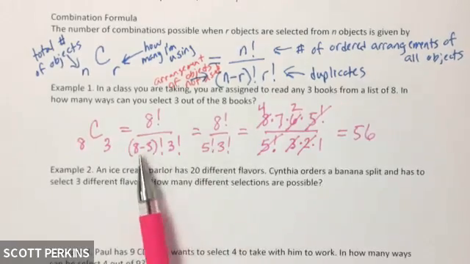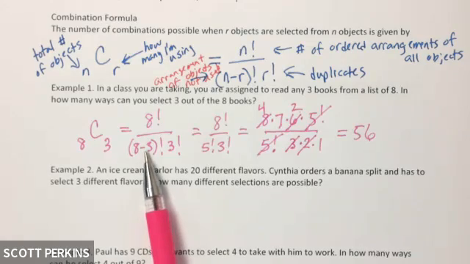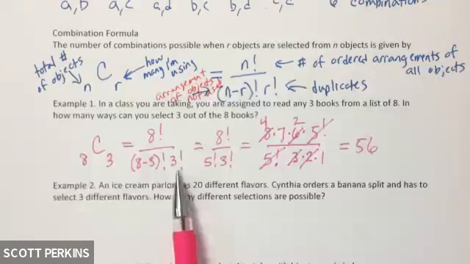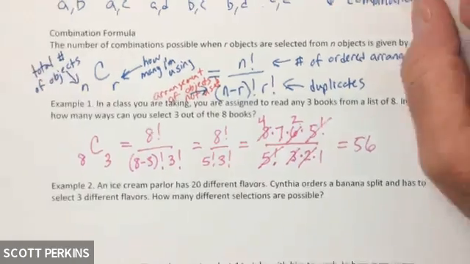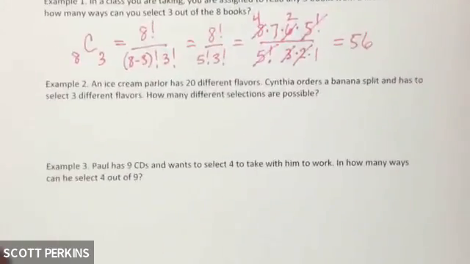The 5 factorial, the 8 minus 3, that is all the arrangements of the stuff I'm not using. I'm just getting rid of all the stuff I'm not using. And then this is, I'm getting rid of the duplicates now. Okay. Great question. Glad you're processing it. We'll do some more processing.